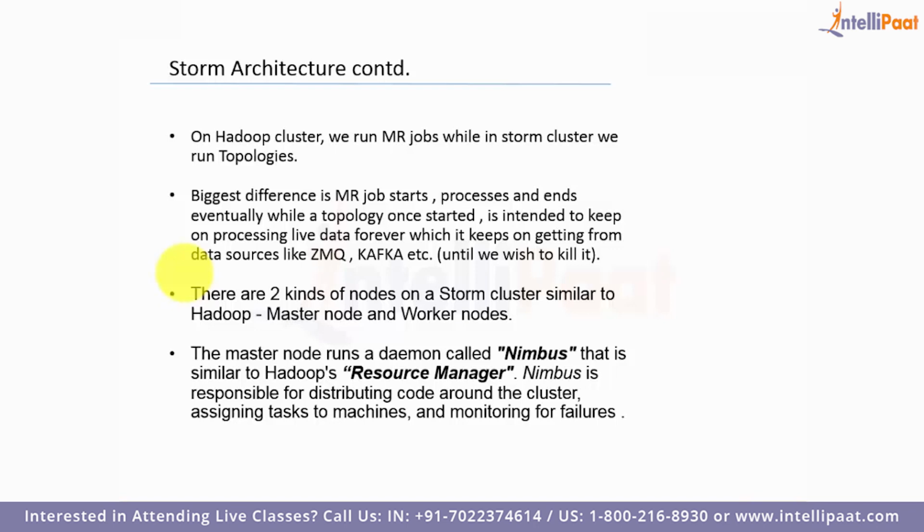As we have already discussed, there are two kinds of nodes on a Storm cluster, which are similar to Hadoop. We have the master nodes and we have the worker nodes. And the architecture is pretty much similar to the master-slave architecture that we have seen in our Hadoop cluster earlier. The master node runs a daemon called Nimbus, as discussed a couple of minutes back, which is similar to Hadoop's resource manager. Nimbus is responsible for distributing the code around the cluster, assigning tasks to the machines, and monitoring for failures.